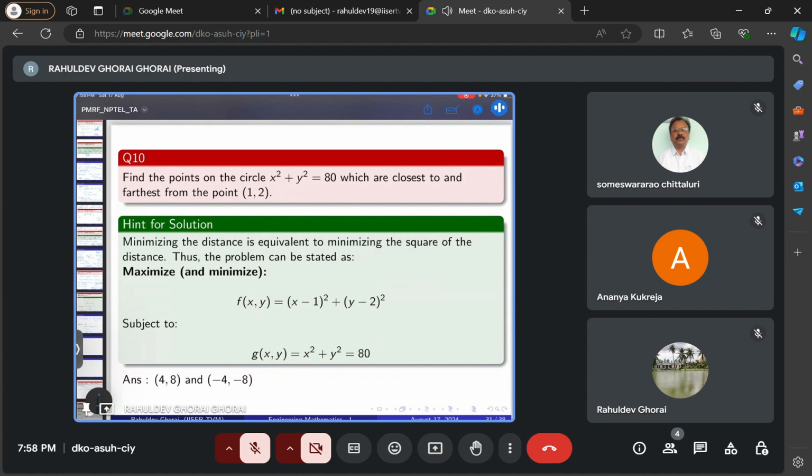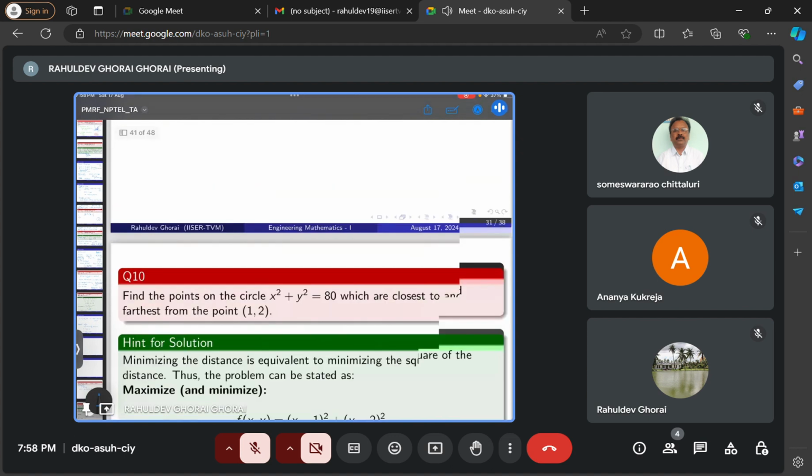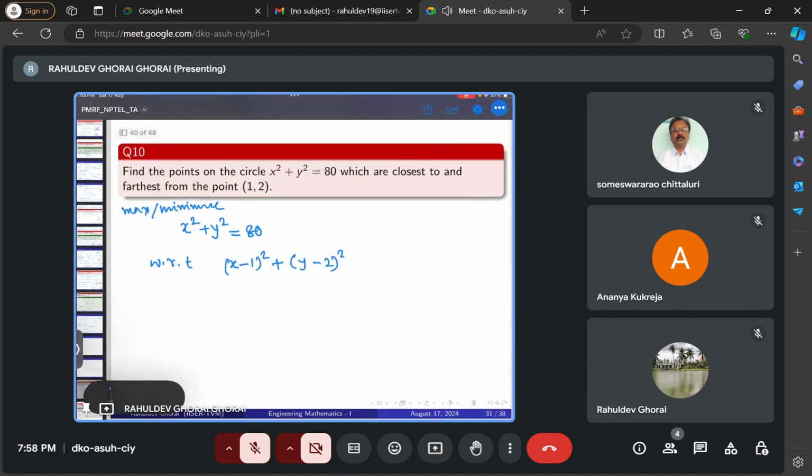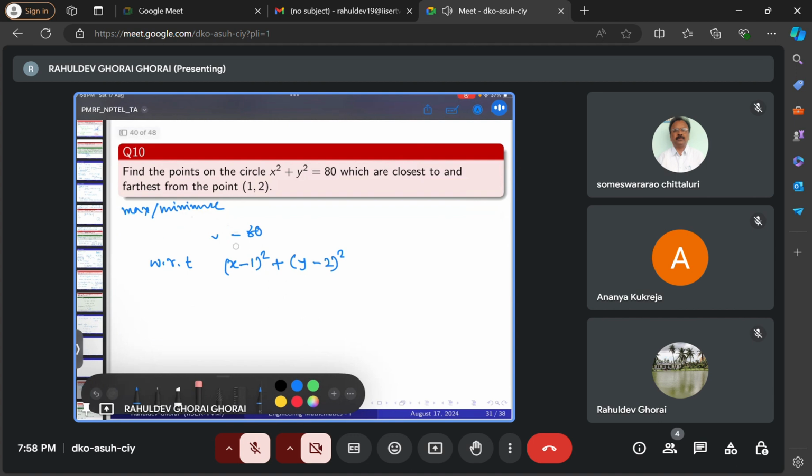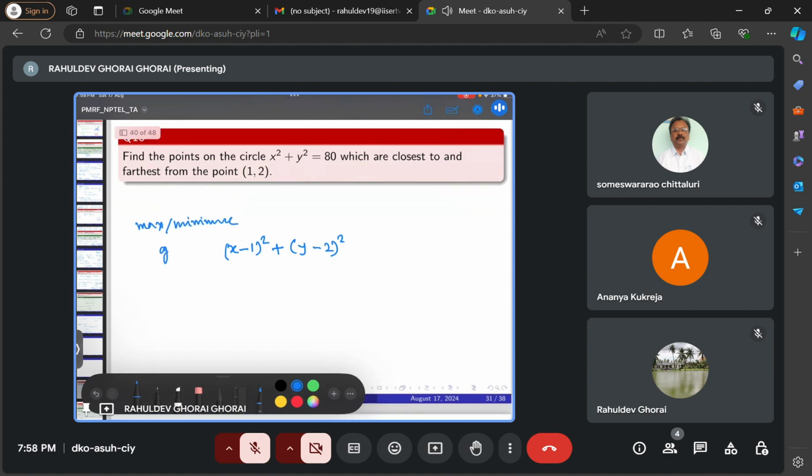See, that's what is given. Maximize or minimize? Yeah, maximize. You have to maximize the distance or minimize the distance. This is a function g of x y, and maximizing or minimizing distance or distance square is the same, right? So that's why I take it like this. Otherwise, the distance function will have a square root.